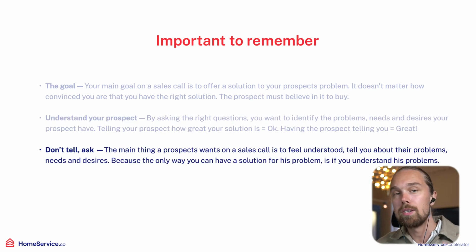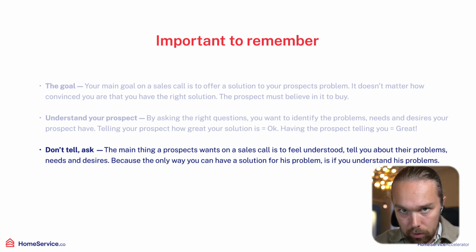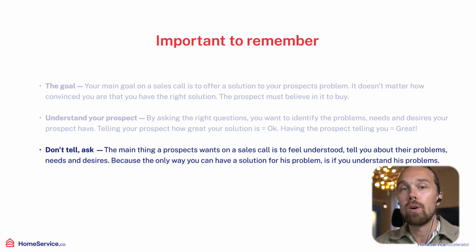The next thing I want to talk about is don't tell, but ask. So this is really what I've just talked about as well. But the main thing a prospect wants on a sales call is to feel understood and tell you about their problems, needs, and desires. Because the only way you can have a solution for his problem is if you understand his problems. So keep this in mind when you do your sales calls. Don't feel like you have to jump on a sales call and just sell them and tell them a bunch of things. The first thing you want to do when you do a sales call is to listen to them. Ask them the right questions. Let them tell you what problems they have. What things are they struggling with that they need your help to solve, essentially.